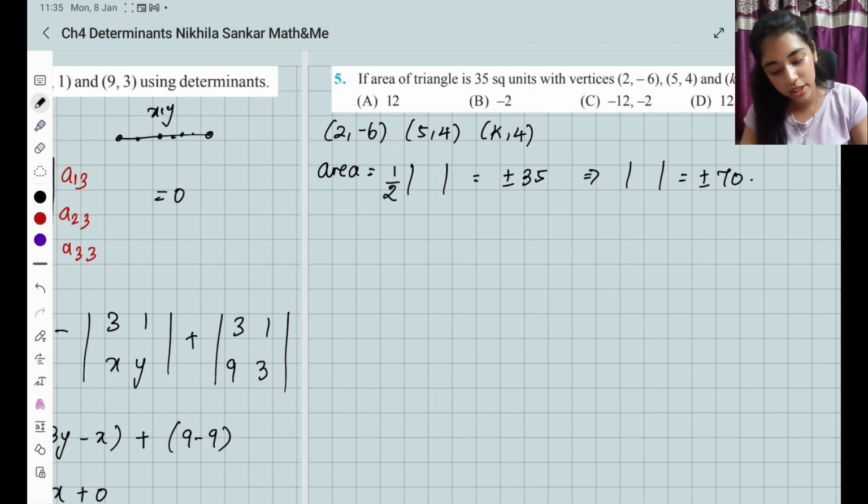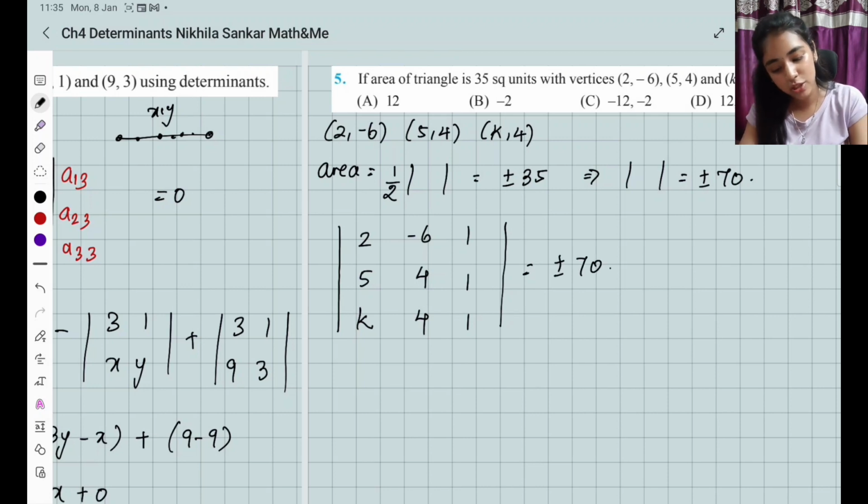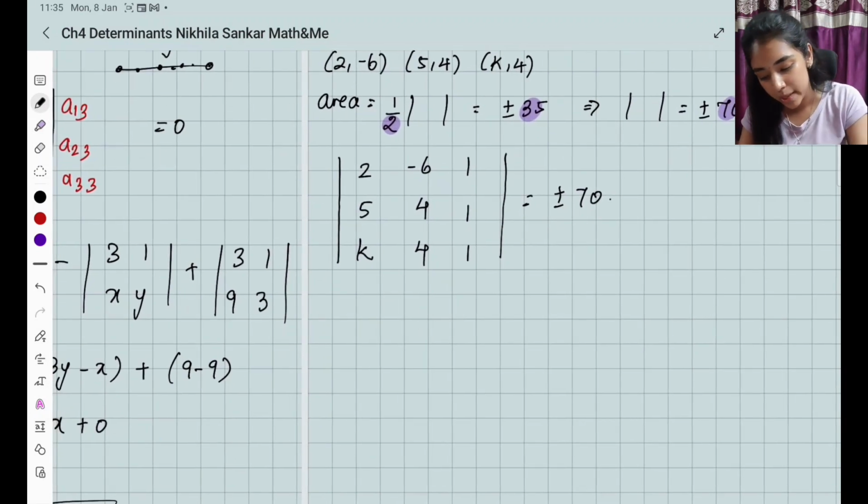Now shall we find the determinant? So the determinant is going to be, putting the values inside, 2, 5, k in the first row, minus 6, 4, 4 in the second, and 1, 1, 1 in the third. So this equals plus or minus 70. When I multiply 2 and 35, I get 70. Now when I find the determinant value, I'm going to expand with respect to column 3. So I have A13, A23, A33.